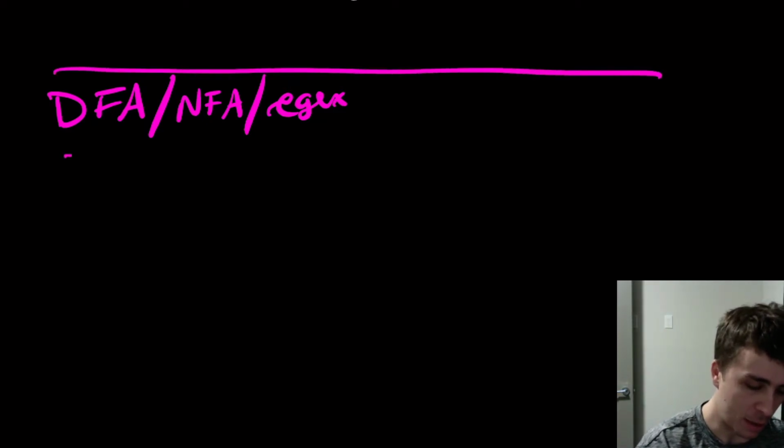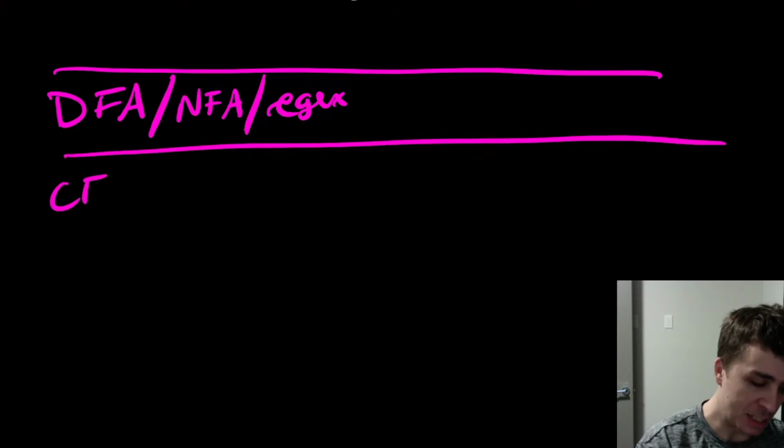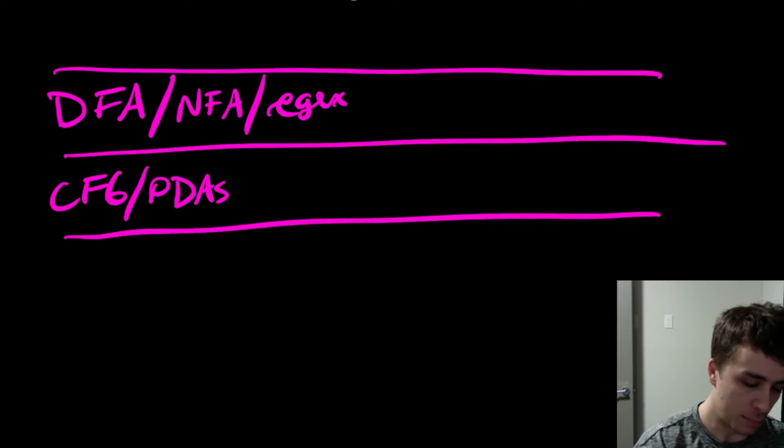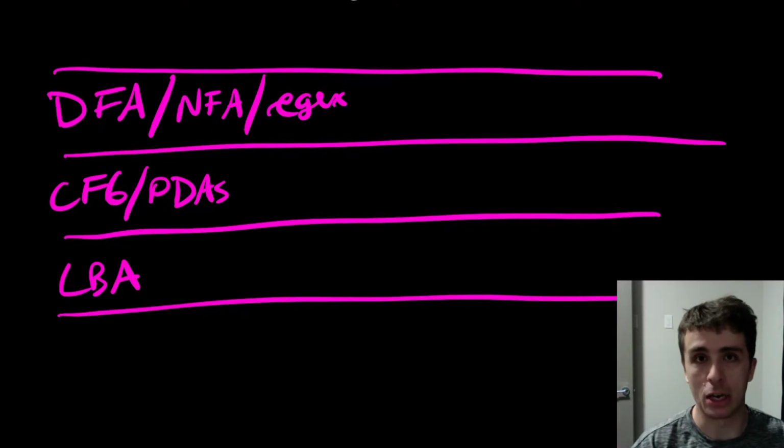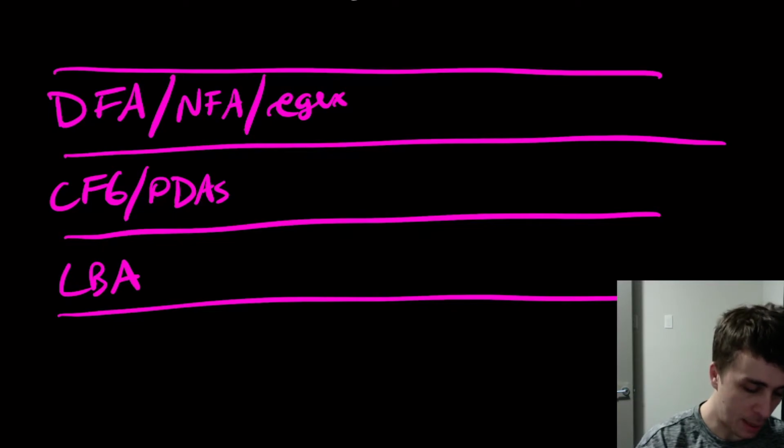So I'm going to make a little table here. We had CFGs and PDAs, because those are equivalent to each other. And we had linear bounded automata, although I haven't talked that much about it on the channel yet. I'm going to talk more about that in the spring. And we had Turing machines.